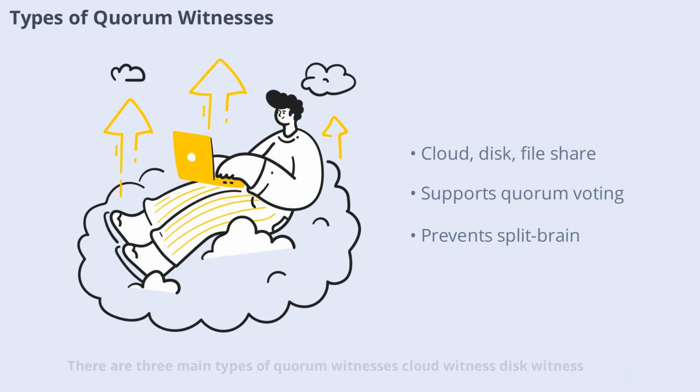There are three main types of quorum witnesses: cloud witness, disk witness, and file share witness. A cloud witness uses Azure Blob Storage for voting, offering low maintenance and high availability. A disk witness is a shared disk accessible by all nodes, storing the cluster configuration database. A file share witness uses an SMB file share and is ideal for multi-site clusters or when shared disks aren't available. Each witness type has its own requirements and best use cases. Selecting the right witness type is essential for maintaining cluster health and preventing split brain.